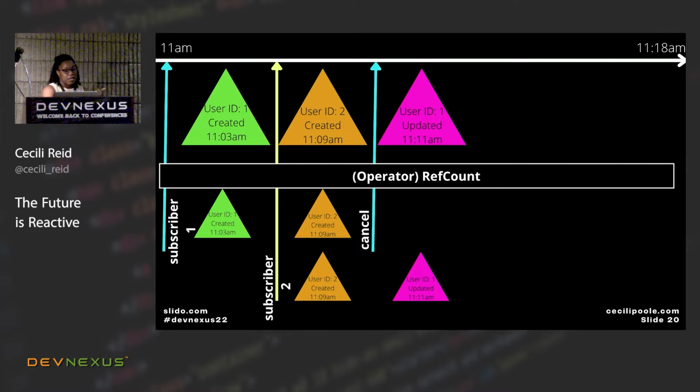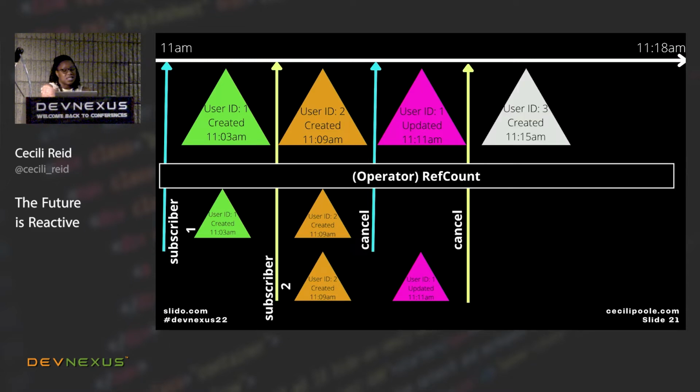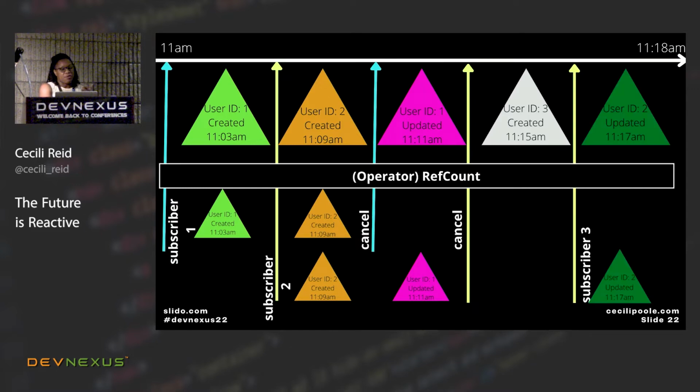My first subscriber cancels. Of course, they don't get that event, but my second subscriber still does. My second subscriber cancels, but it's within a grace period that I can pass into ref count. So I'm still generating events because I'm waiting for at least one other subscriber within a grace period. Let's say it's 30 minutes, a minute, 30 seconds, whatever that grace period is. So my publisher is waiting around, still generating events. Within that grace period, I get a third subscriber, and then that subscriber gets the next event.